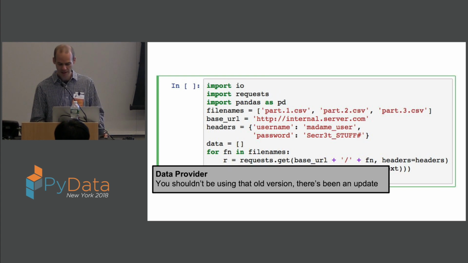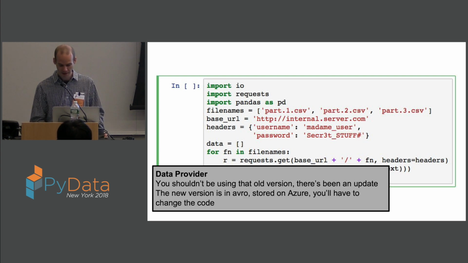Other people might look at this. So the data provider, that is the person who put those files in the place where you're going to access them, might say to you, hey, you are pointing to these files, but that's not actually the data set that you should be using. There's a newer one. Or in fact, the new version isn't in CSV at all. It's actually in something else. I have Avro as an example here. Oh, and it's stored on Azure. It's not on this server. You have to go through an API to get it. I'm using Azure because we're at Microsoft. It could be something else.